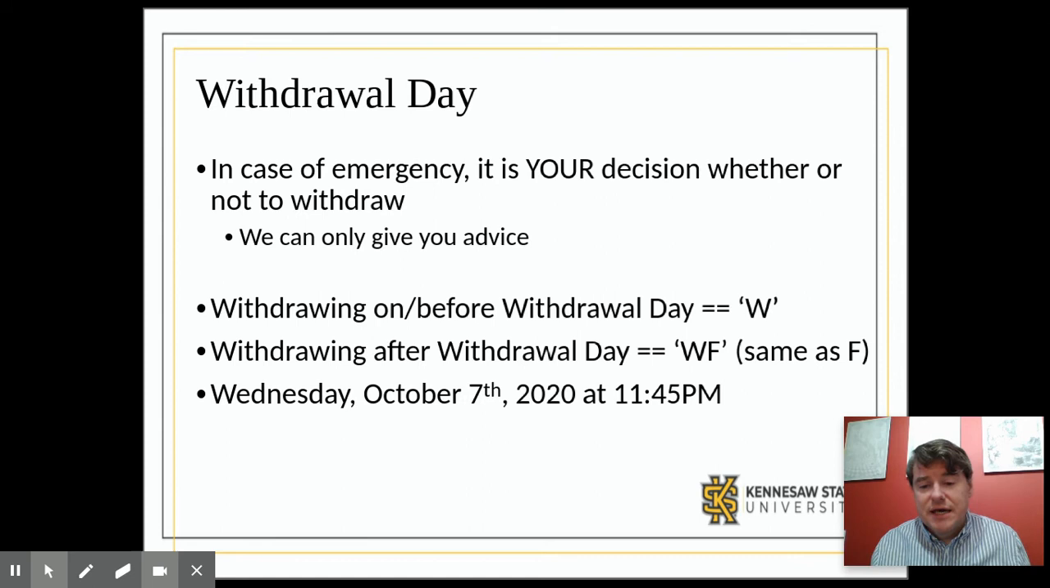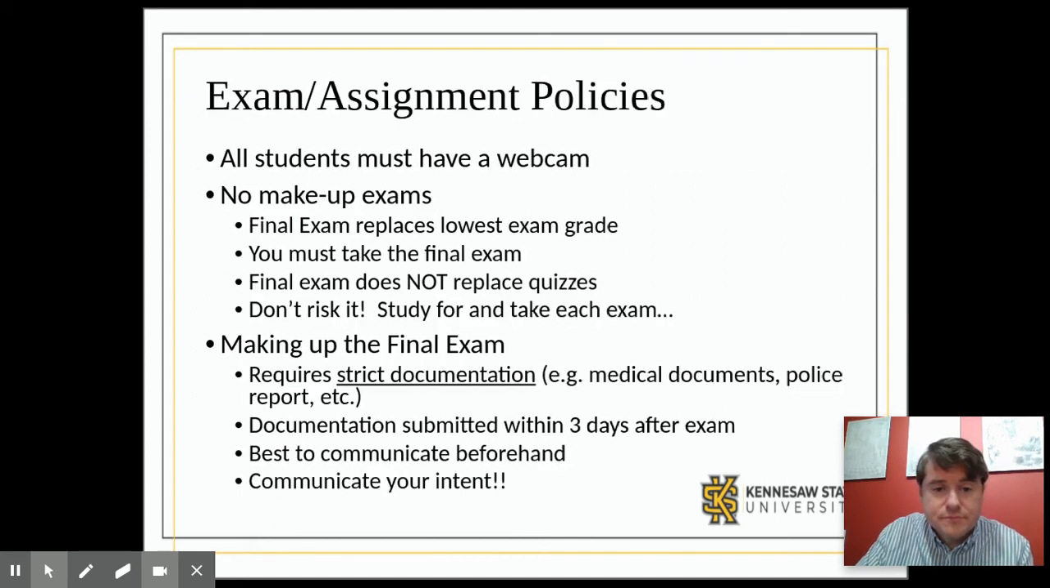Your withdrawal day is October 7th. If you withdraw before that day, you will get a W. If you withdraw after that date, you get a WF, which is effectively an F. So make sure that you know the drop date and decide whether you want to drop or not. This is your decision; I can only give you advice. You will have had test 1 by the time you get there. There are 2 tests and a final exam in this class.